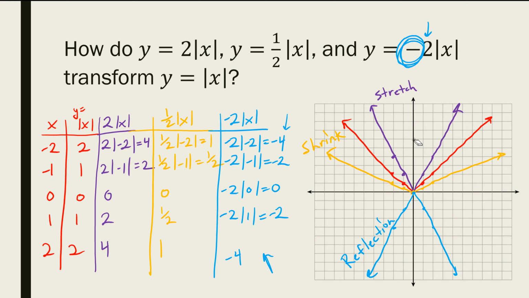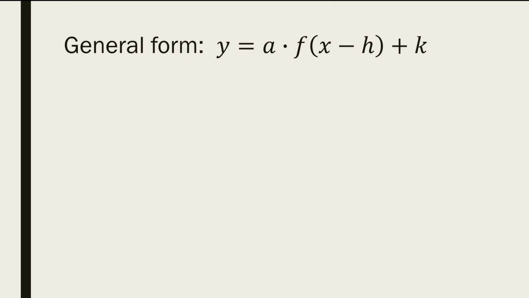All right? So let's review what happened here. When I multiplied by 2, it stretched it. When I multiplied by 1/2, in other words, a fraction smaller than 1, it shrunk it. And when I multiplied by a negative, that reflected it. So let's talk about the general form. For every transformation, they are going to be the same for the rest of this year.